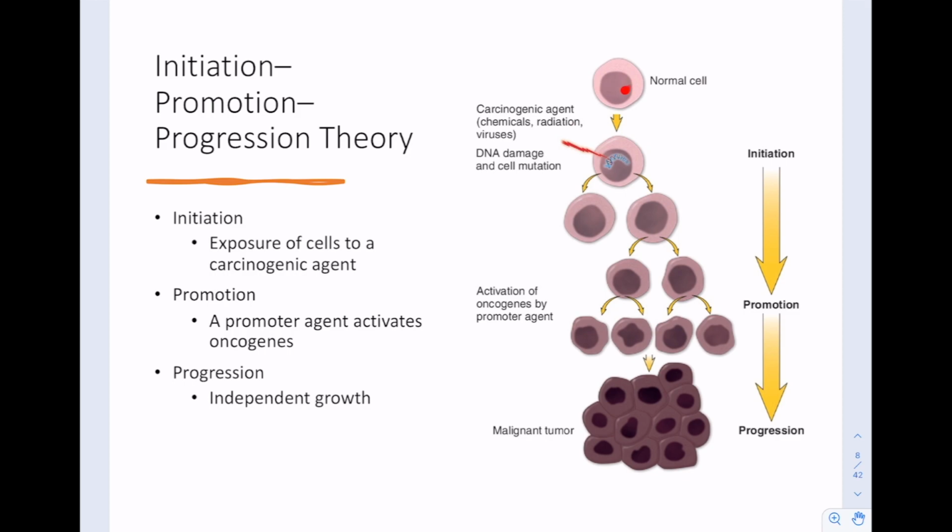So first off, we've got normal cells. And then we've talked about carcinogens. So some sort of carcinogen needs to come in and cause some sort of damage. That all by itself is pretty common. That happens all the time, and people don't develop cancer. So why, then, in some individuals, does this lead to the formation of some malignant neoplasms?